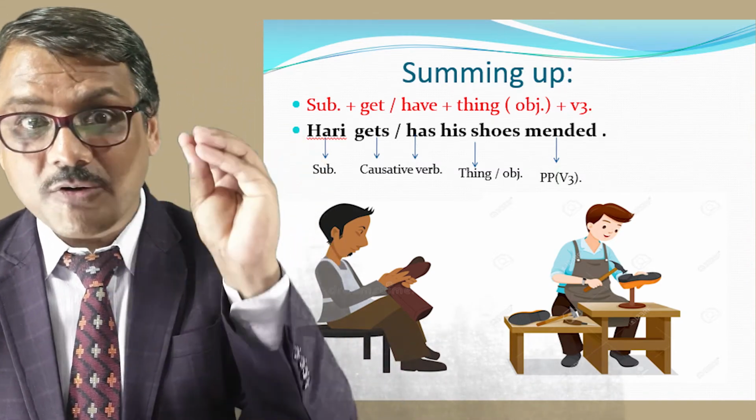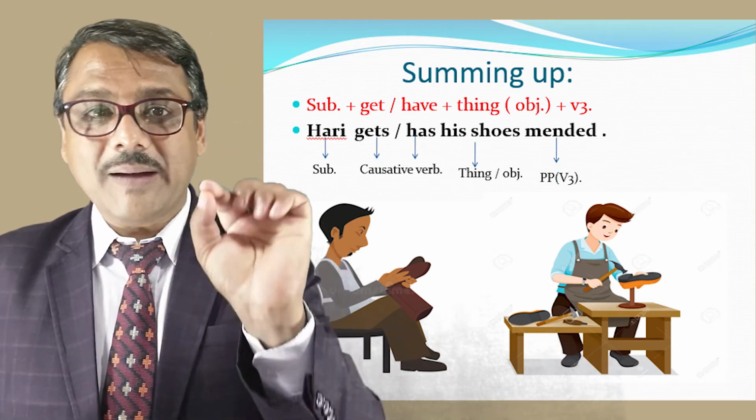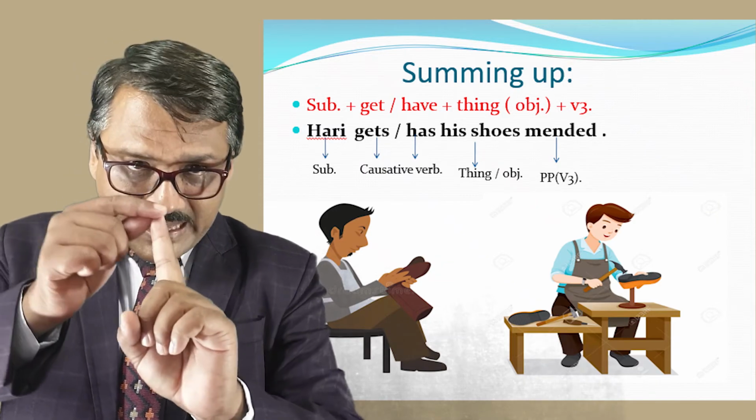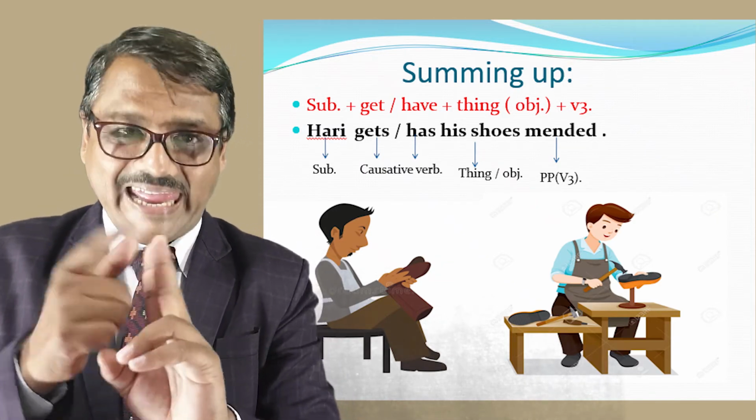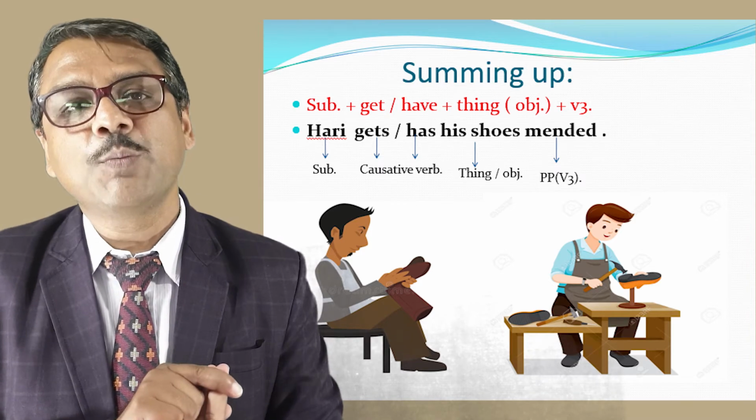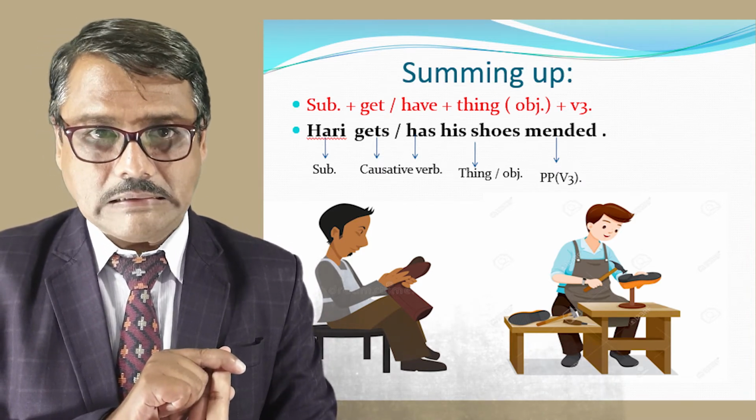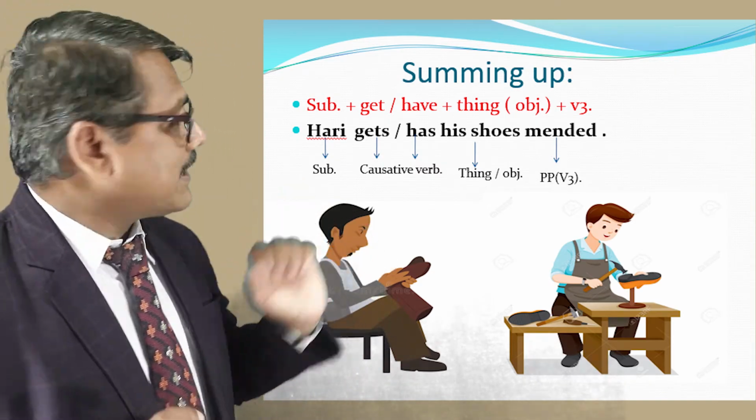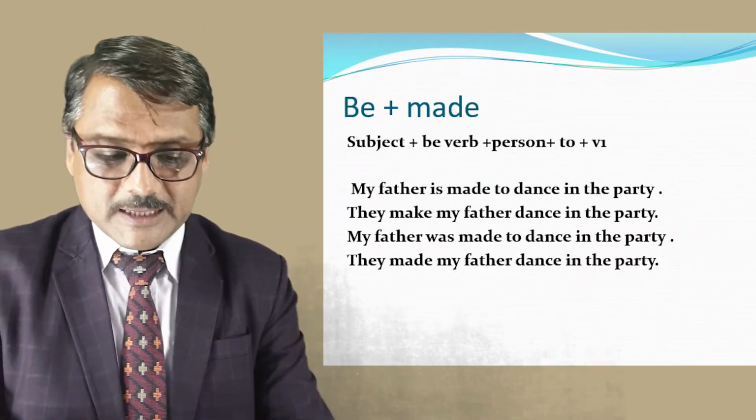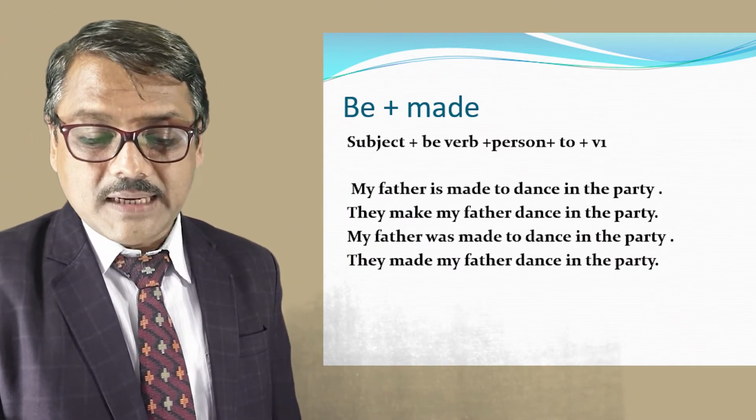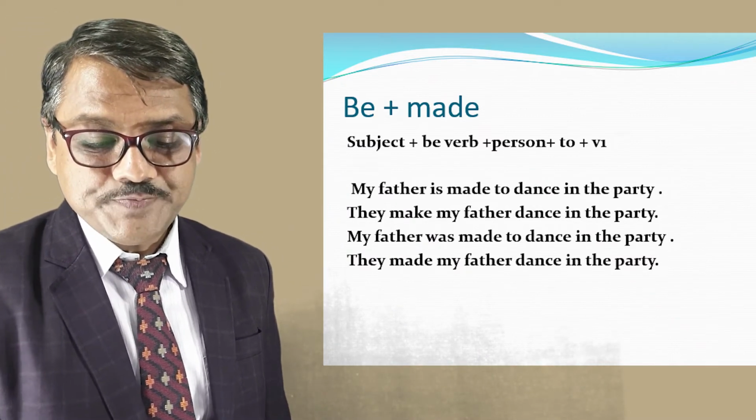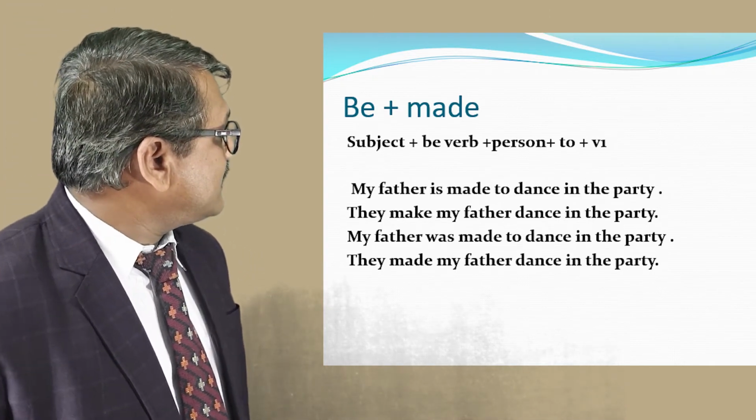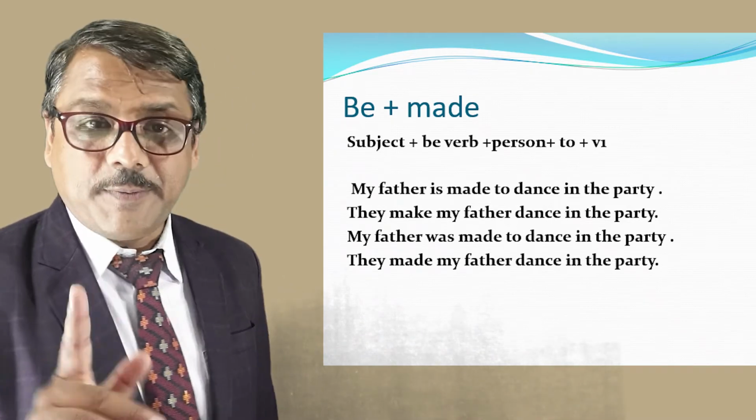And finally, before closing the class, I'd like to remind you that there is one exception with make. If there is a be verb before made, you have to use to plus base form of the verb, to infinitive. For example, look at this sentence. My father is made to dance in the party.